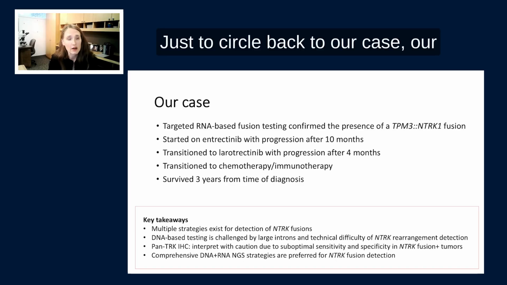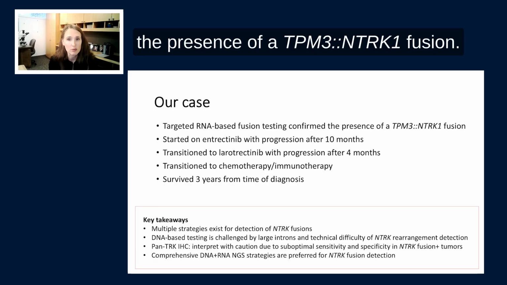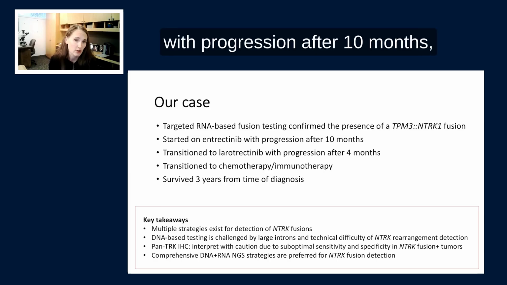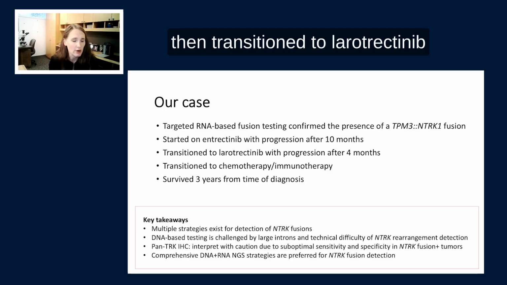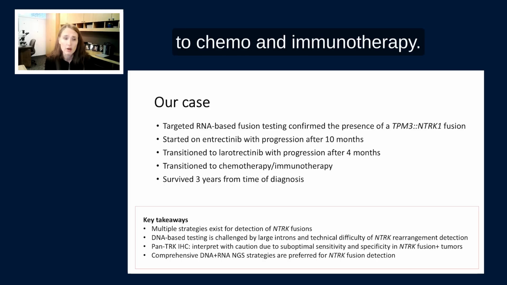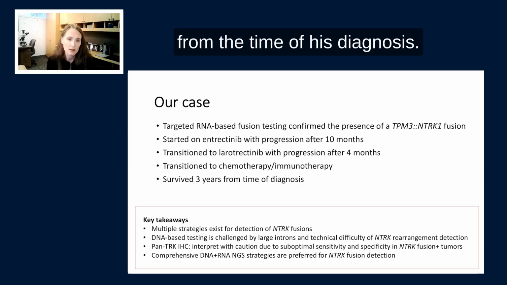Just to circle back to our case, our patient underwent targeted RNA-based fusion testing that confirmed the presence of a TPM3-NTRK fusion. He was started on entrectinib with progression after 10 months, then transitioned to larotrectinib with progression after 4 months, and then finally transitioned to chemo and immunotherapy. The patient survived 3 years from the time of his diagnosis.